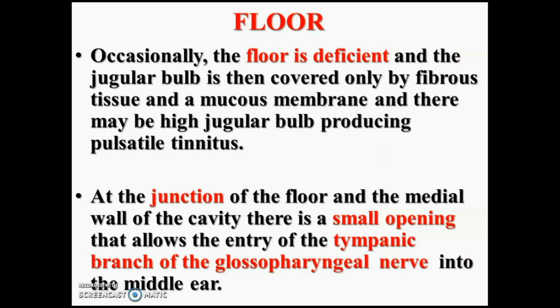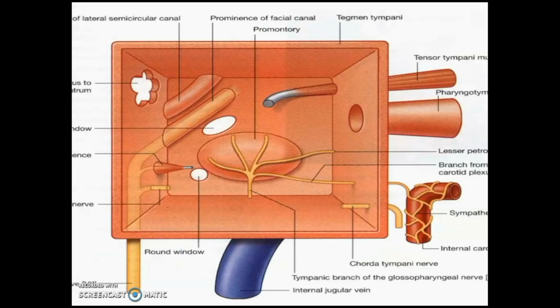And at the junction of floor and medial wall you will see the tympanic branch of glossopharyngeal nerve coming via a small opening and forming tympanic plexus. You can see there. From the anterior wall you are seeing the superior and inferior caroticotympanic nerves, whereas on the medial wall you can see the arrow is showing the Jacobson nerve, tympanic branch of glossopharyngeal nerve. Between the medial wall and the floor, it forms a part of tympanic plexus, which is in the pathway of the otic ganglion. You can see over the promontory, it forms a tympanic plexus.